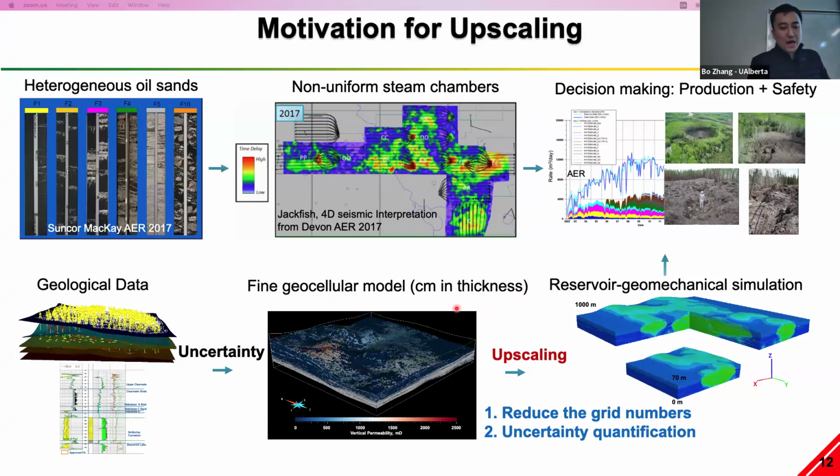So that means we have to do the upscaling to reduce the grid numbers to make our model more computationally efficient. And also, in order to run a lot of realizations for uncertainty quantification, we have to reduce the number of grid blocks. And then we can do the reservoir geomechanical simulation and use that to inform decision-making for both production in enhanced oil recovery and also caprock integrity for safety management.